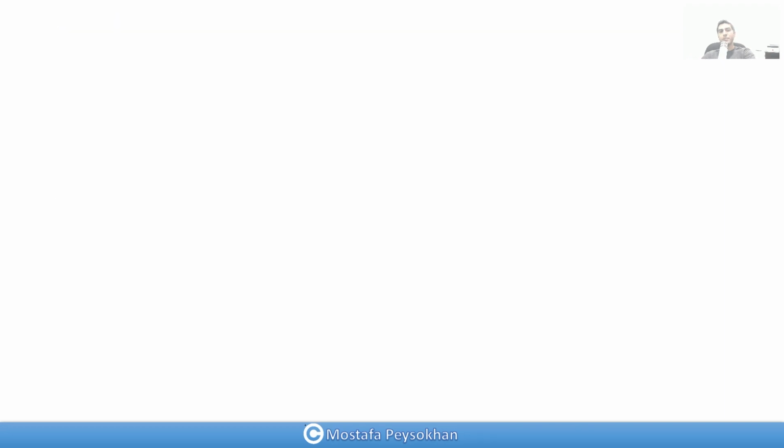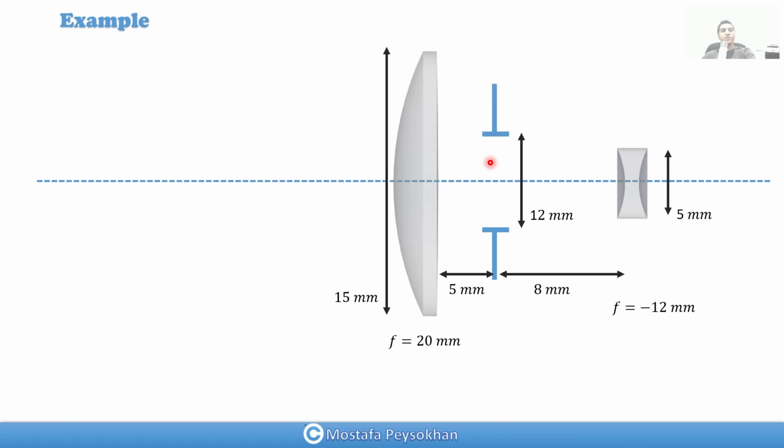Now let's take a look at a real example, how we can find it in reality. Let's say we have this optical system, we have two lenses, and we have a mechanical stop in between. First lens, F is equal to 20, the diameter is 15, and 5 millimeter after the first lens, we have the stop, the diameter is 12, and 8 millimeter after that stop, we have another negative lens, F is negative 12, and the diameter is 5 millimeter.